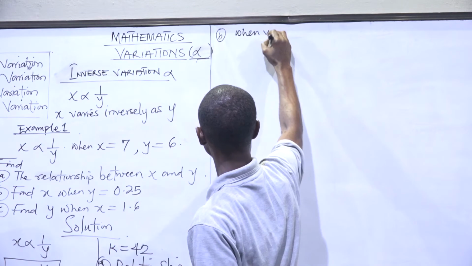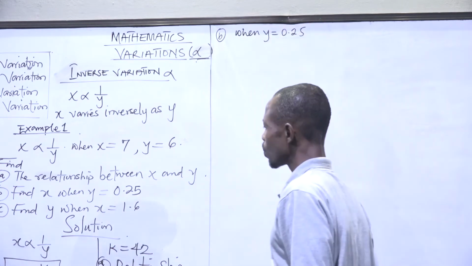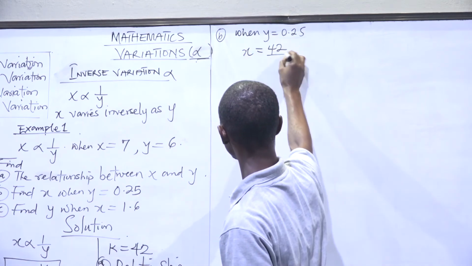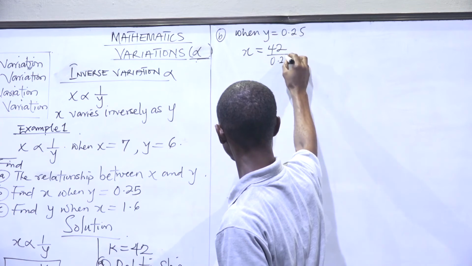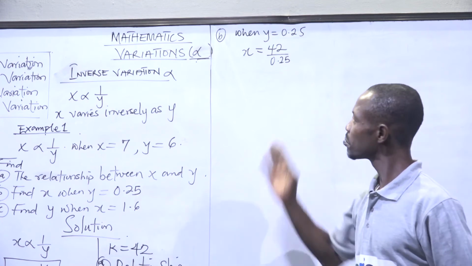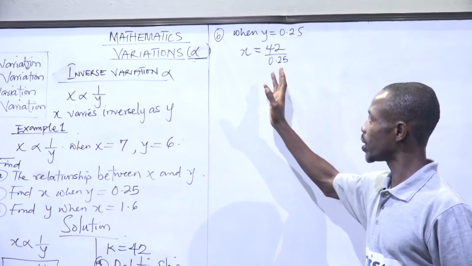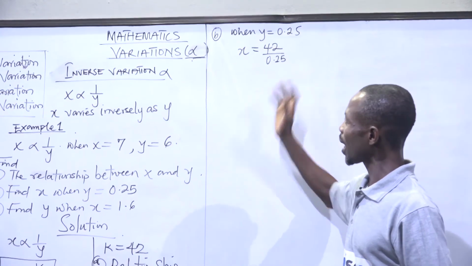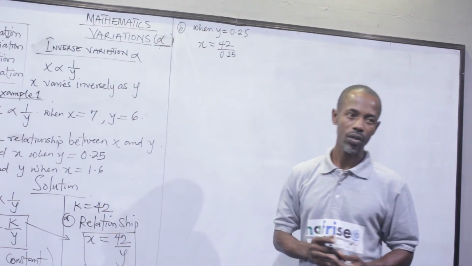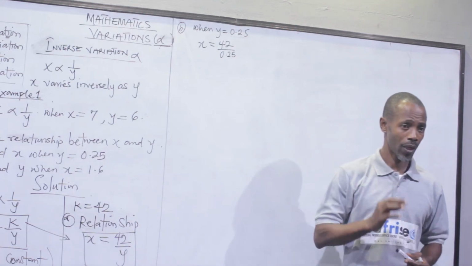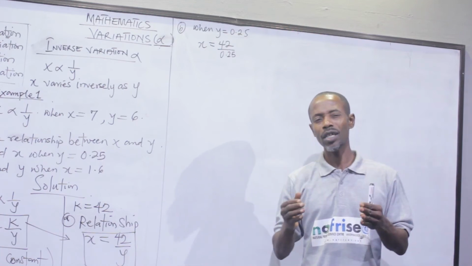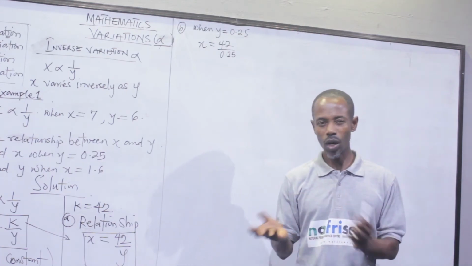When y equals 0.25, go back to the expression. x equals 42 all over 0.25. Okay, this is not looking really friendly at all, I understand. Next time, learn the idea of converting decimals to fractions. Anytime you come across decimals, those taking exams, if you come across any decimal number, understand what this decimal number stands for in fractions. It will be easy for you to work that way.